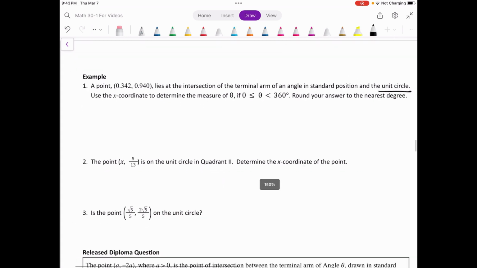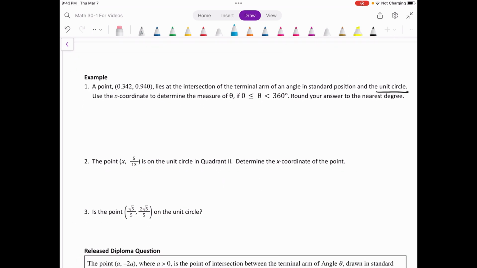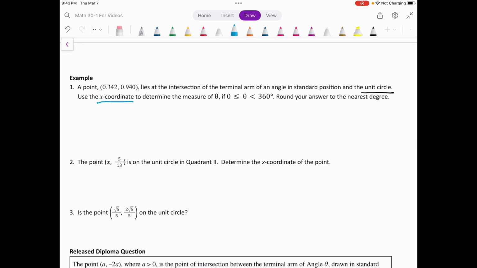We want to use the x coordinate. We could use both. This question's just telling us you got to use the x coordinate. We had to determine the measure of theta, if 0 is less than or equal to theta, which is less than 360, and it says, round your answer to the nearest degree.